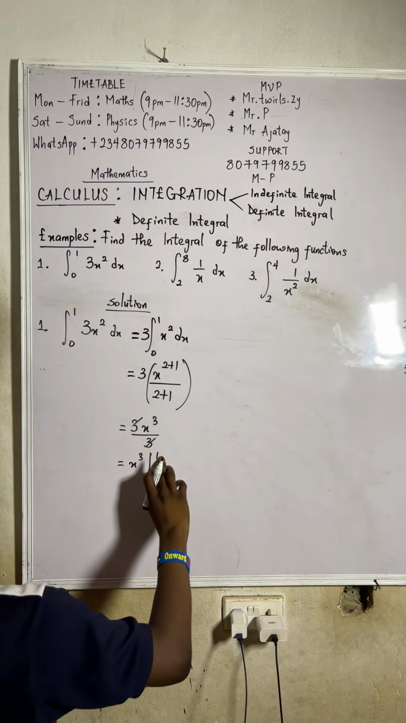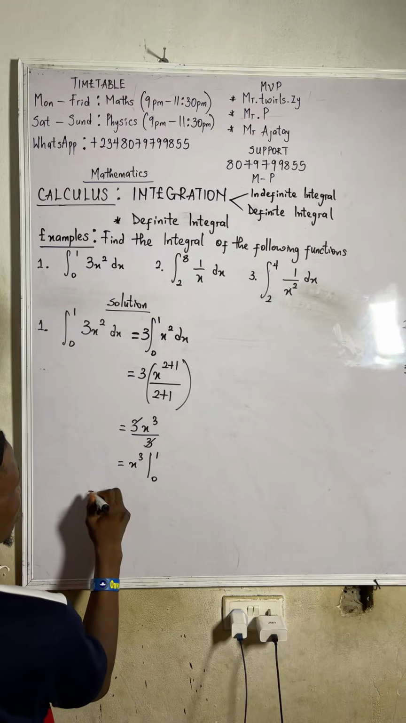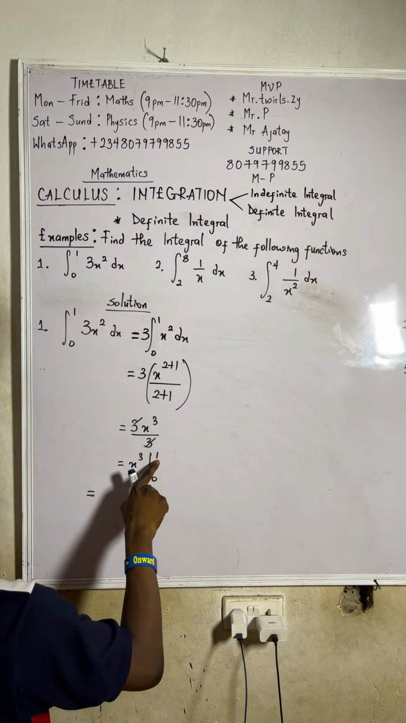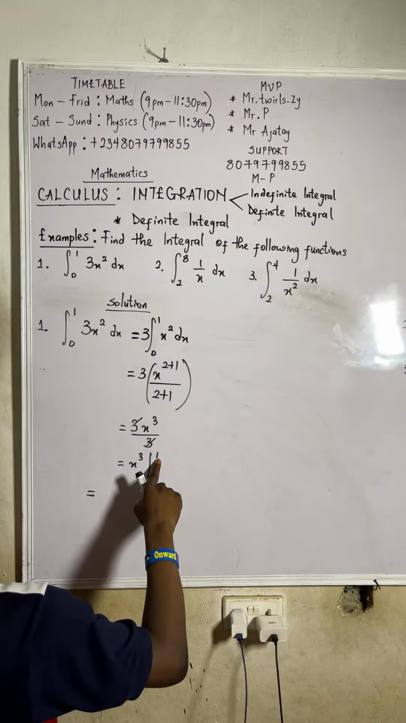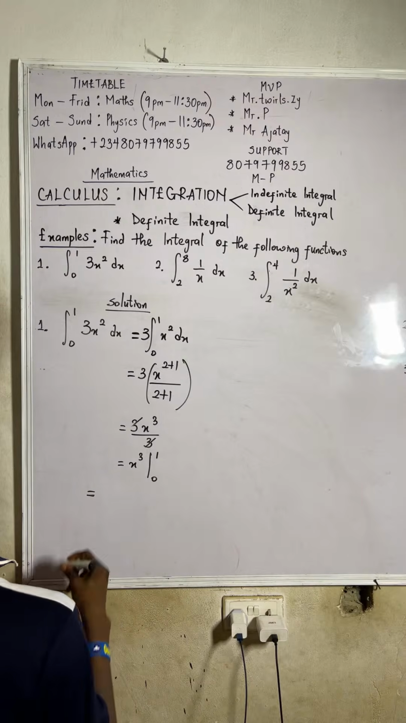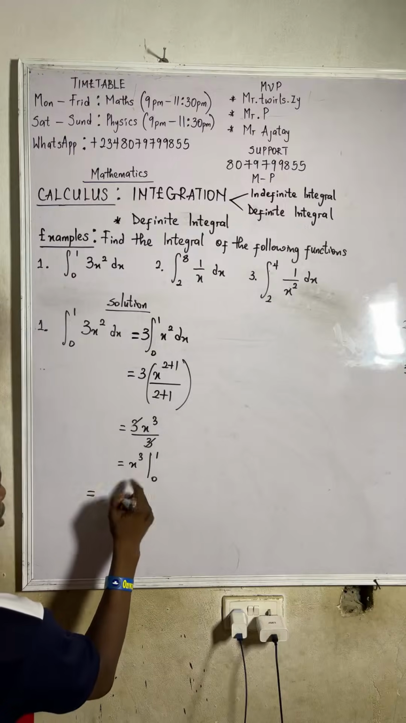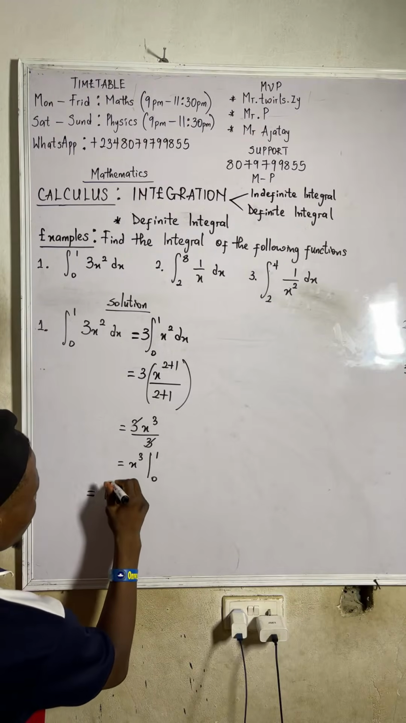So what do you do? You put in the upper one first. We integrated with respect to x, right? So you put in the upper limit. What's the upper limit here? The upper limit is 1. So anywhere I say x, I put 1. That will be 1 cubed.